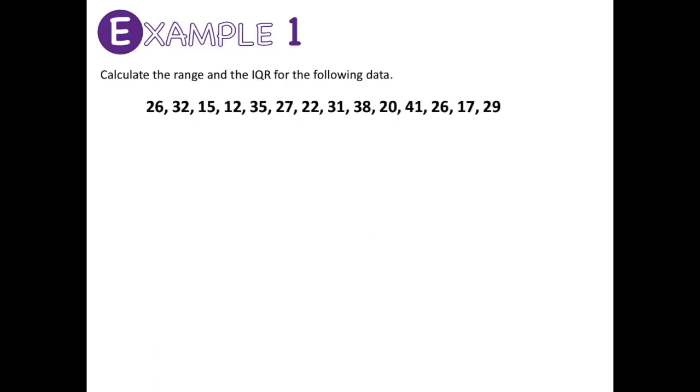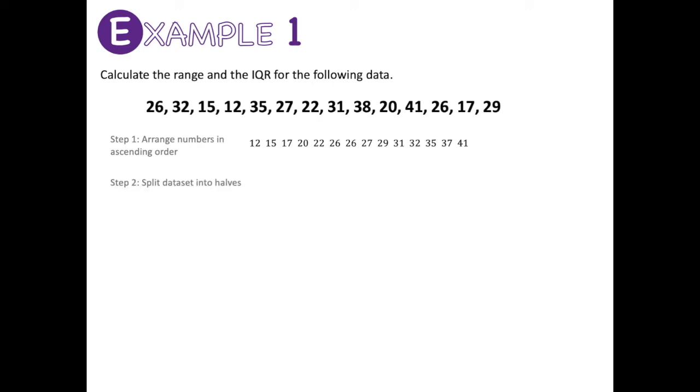In the first example, we want to calculate the range and interquartile range for the following data. So we'll start off looking at interquartile range, and we want to arrange the numbers into ascending order. Remember, you can do a quick check of how many numbers you've got after you've put them in ascending order. How many numbers did you start with? Make sure you've still got the same number of numbers. So I've arranged my numbers in ascending order.